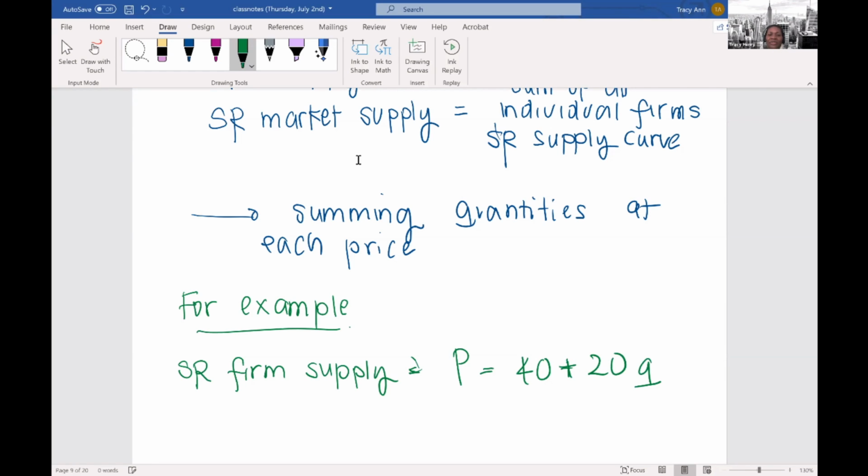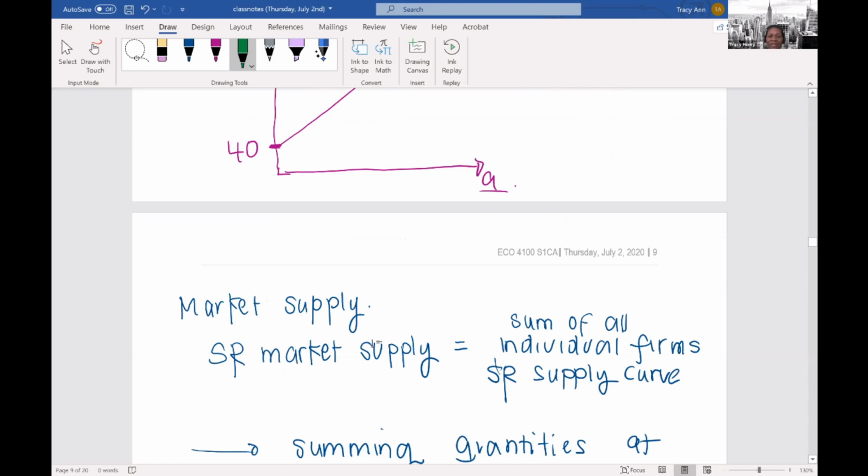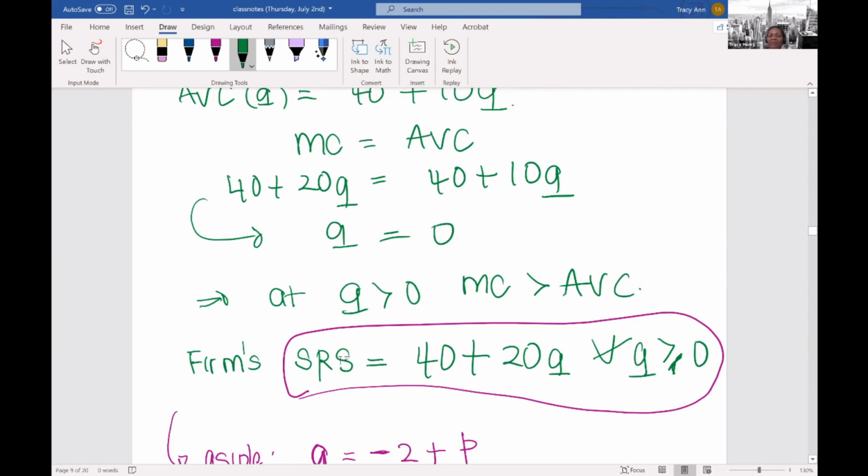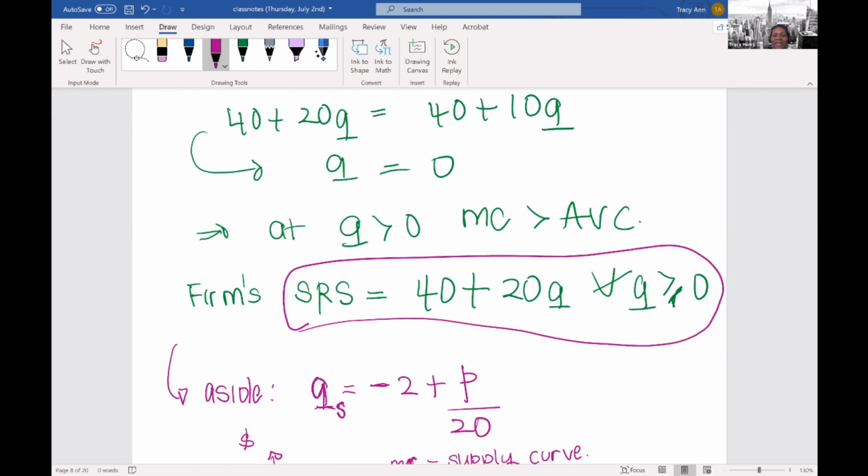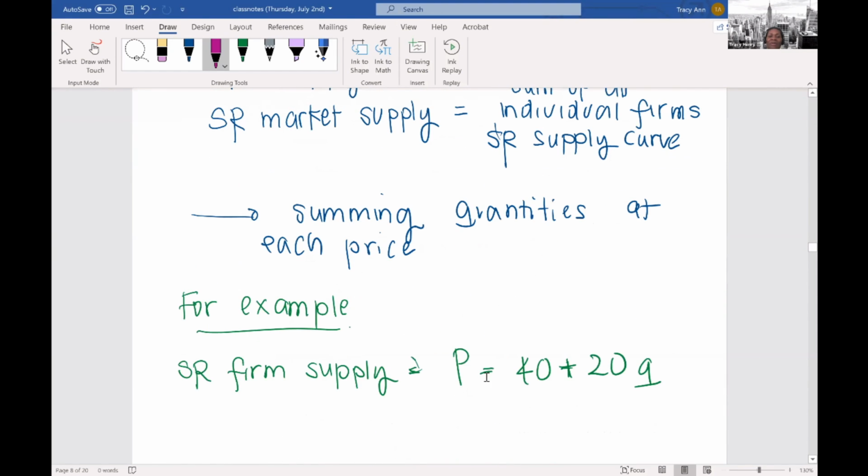So essentially what I'm doing is taking from here, where I have short run supply, 40 plus 20Q. That's what this is saying: P is equal to 40 plus 20Q. Because your supply curve shows you the price-quantity combinations that the firm is willing to supply and receive that particular price. So the firm short run is P equals 40 plus 20Q.